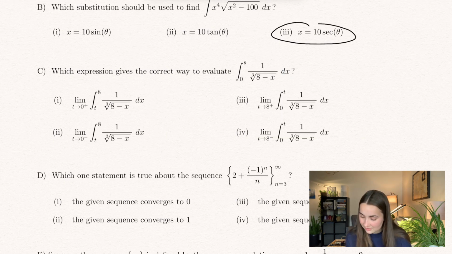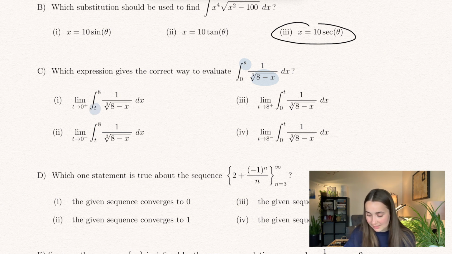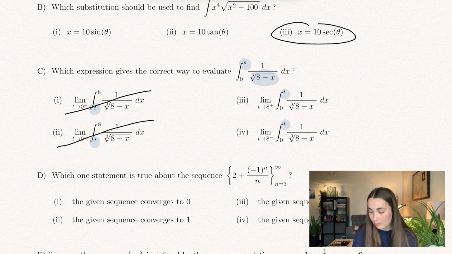Which expression gives the correct way to evaluate that integral right here? This is an improper integral because we have one of our illegal values in our domain. So we want to go ahead and replace our upper domain. I see this one, the bottom's replaced. For 2, the bottom's replaced. So I know I don't want either of those. Let's look at 3 and 4. Both of them are going to replace that upper bound of 8.